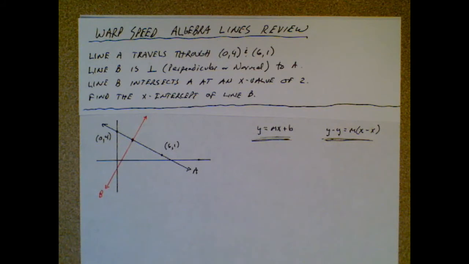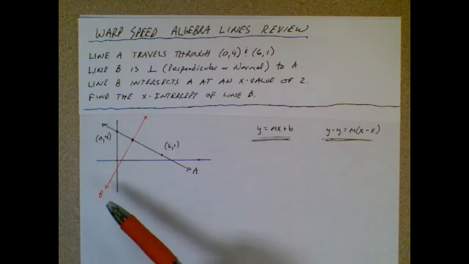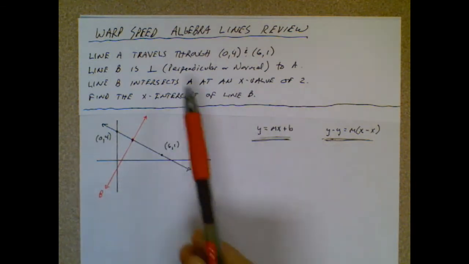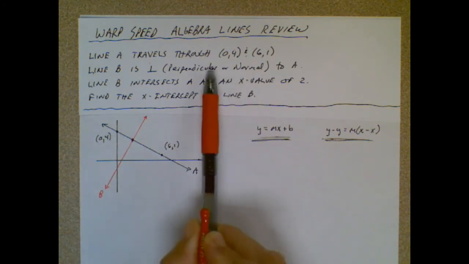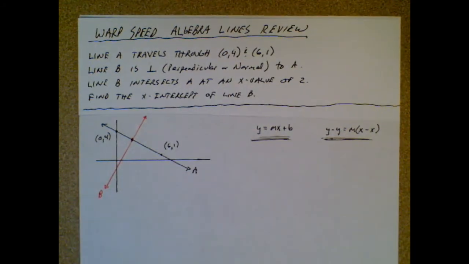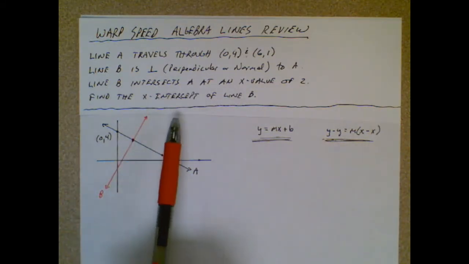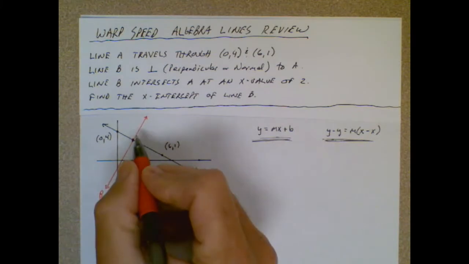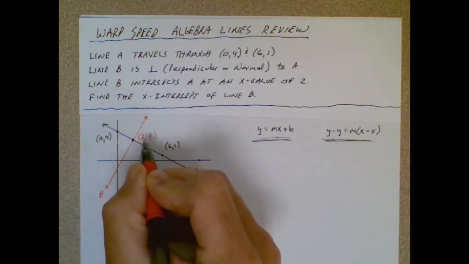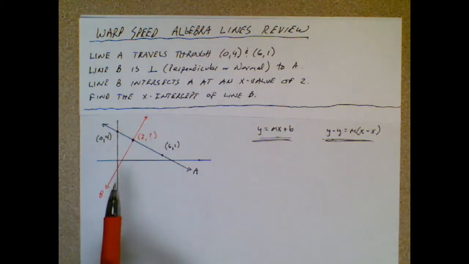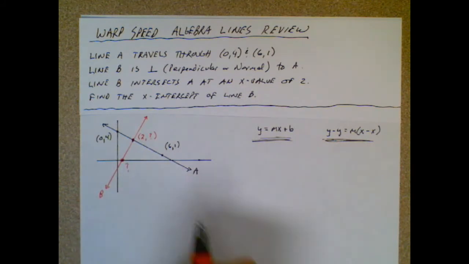So here's a basic scenario. We have a line A that's just traveling along, minding its own business, and then line B is going to hit it, and it's going to be perpendicular. Every once in a while in calculus, and especially in physics, you'll use the word normal to represent perpendicular, so keep that in mind. It intersects at an x coordinate of 2, so we know this is 2 comma, they didn't tell us the y value. And we want to find the x-intercept of line B.